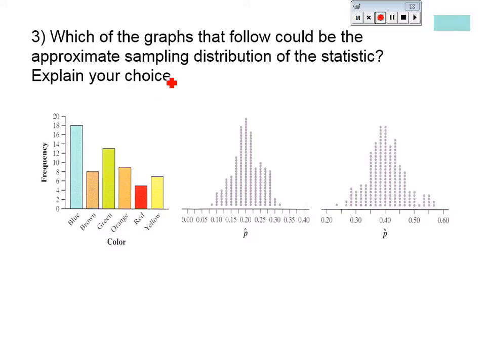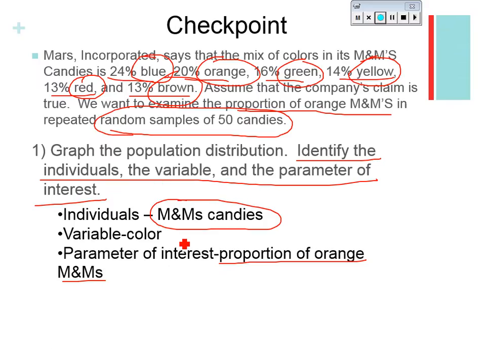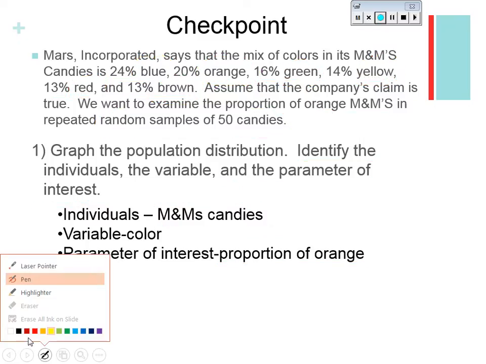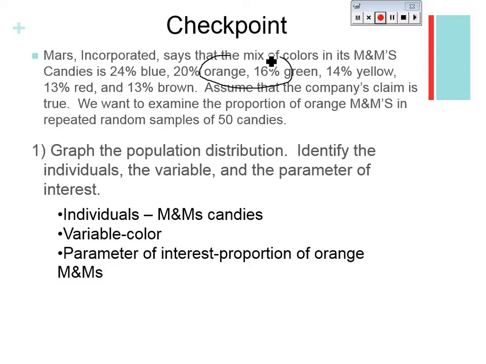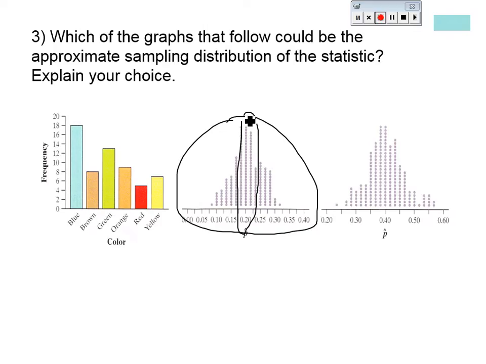And then the last question says, which of the graphs that follow could be the approximate sampling distribution of the statistic? So if we go back to what they were describing as the orange M&Ms, they're saying here that 20% of the candies would be orange M&Ms. So what I'm looking at in terms of a sampling distribution is a graph that looks something like this here, where I have a dot plot because I'm measuring the frequency with which my percentages occurred within the samples, and I would have a center here that's roughly around 0.2.